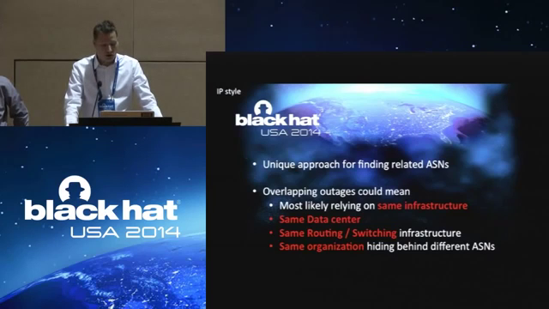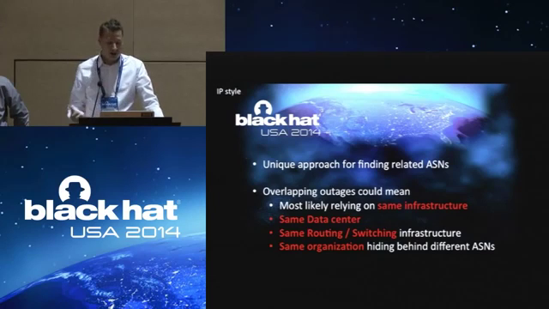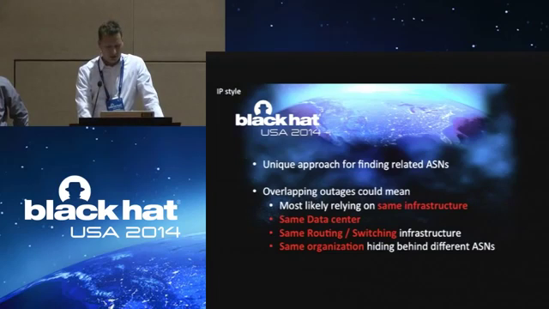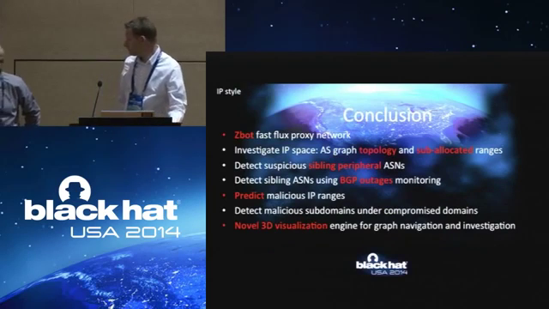Whatever it is, they're most likely the same guys hiding behind different ASNs. And we're going to use that same data to now find, if we know a bad ASN, we can within a few seconds find other ASNs that had similar overlapping outages and start zooming in to them. So it's a pretty unique and cool way to find other suspicious ASNs.